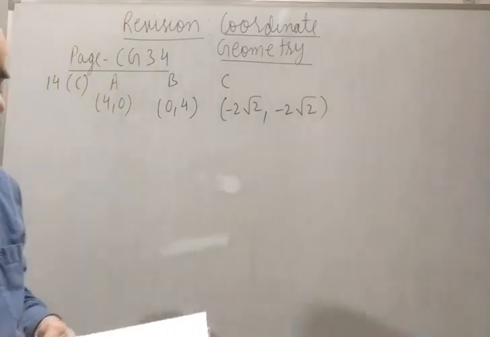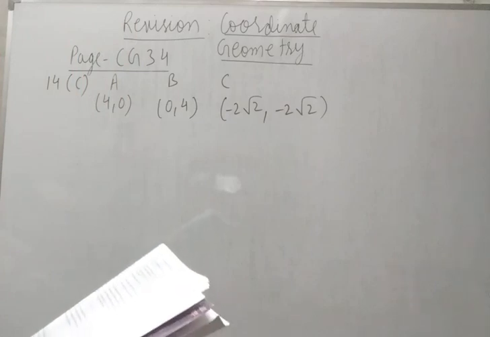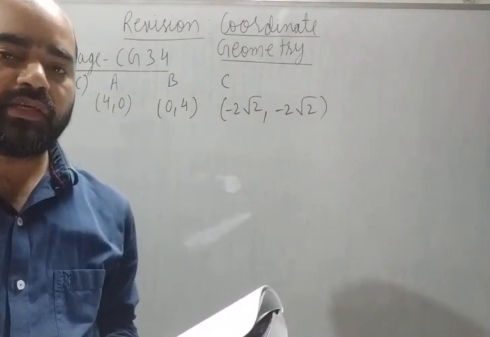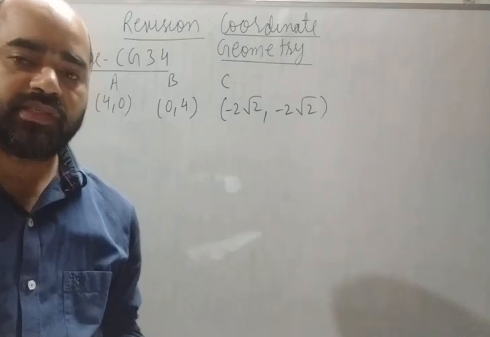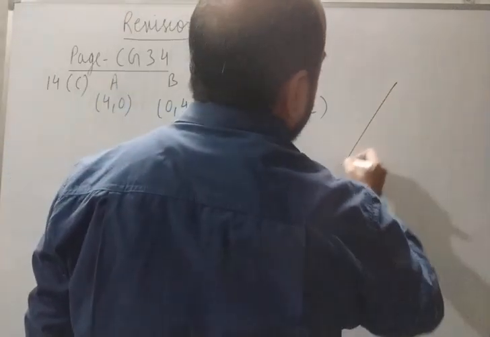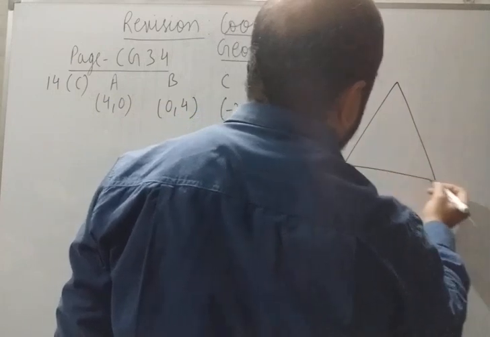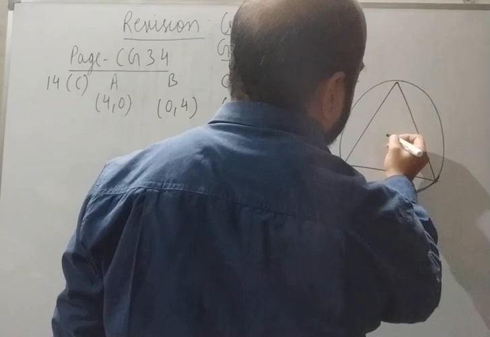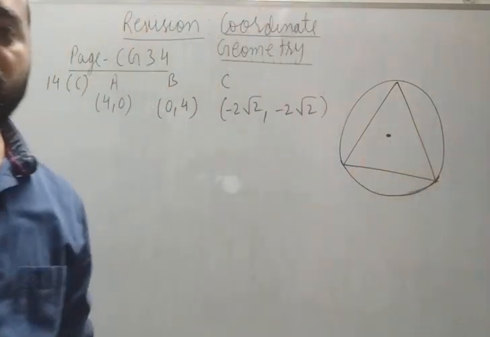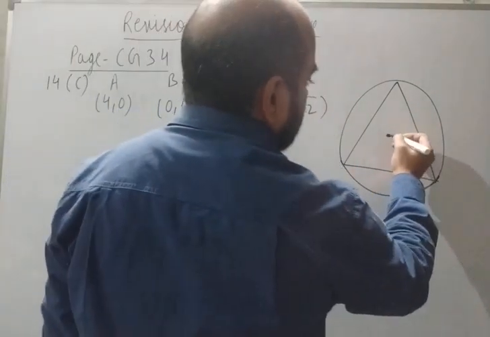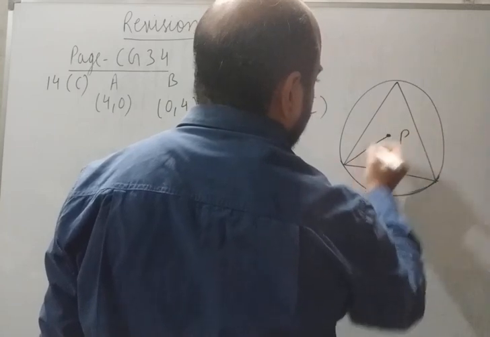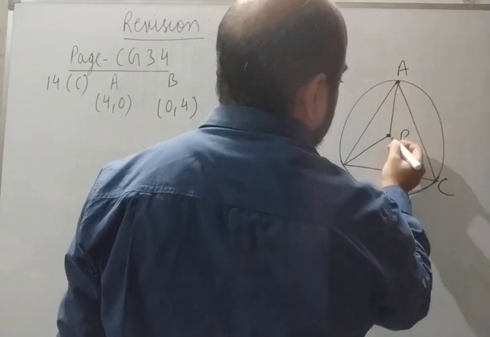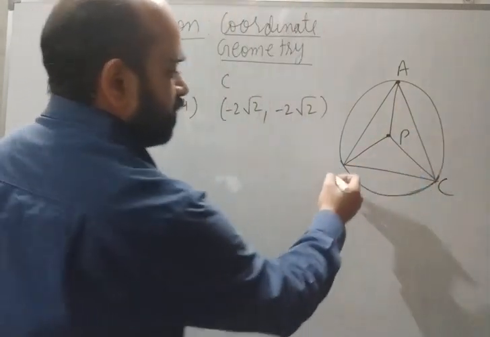So next is 14 C and D part. In 14 C and D part, we have to find the circumcenter of the triangle whose vertices are given. Circumcenter means, if a triangle is given, we have to find the center of the circle which is touching the vertices. If this is P and this is ABC, in this case PA is equal to PB is equal to PC.